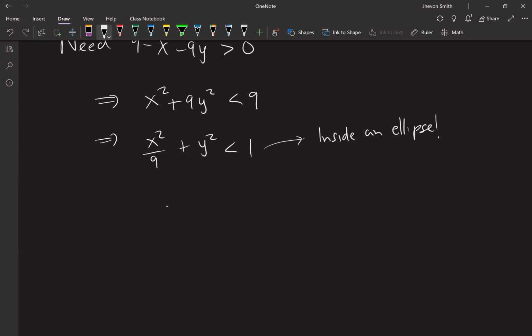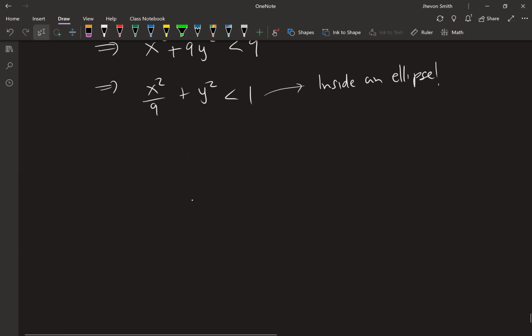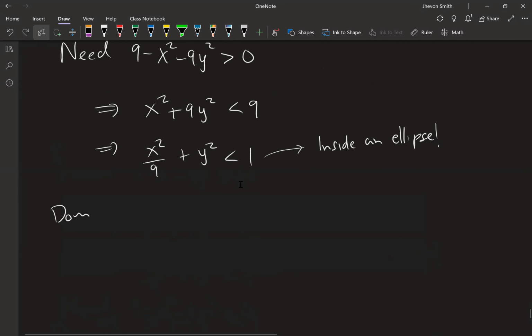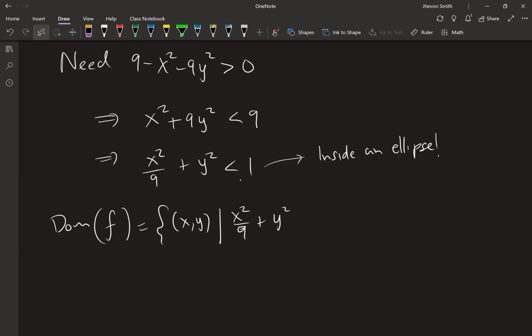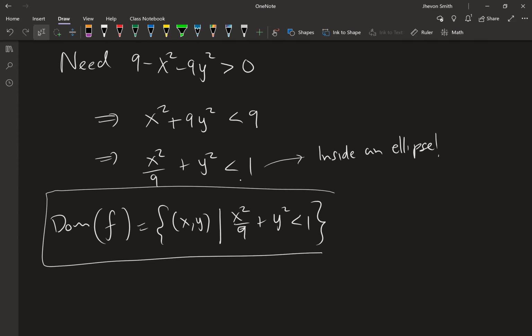Because Jhevon forced me to memorize what an ellipse looks like. So the domain of this function, did we call it f? Yes. The domain of f is going to be the set of all x, y such that x squared over 9 plus y squared should be less than 1. So that's a part of the answer here.